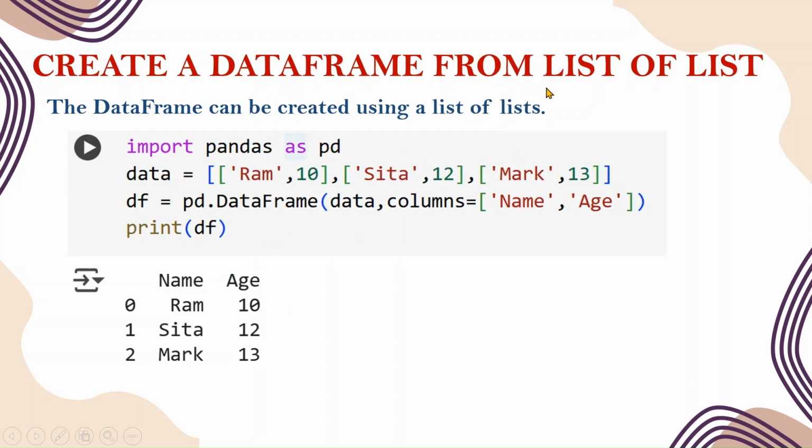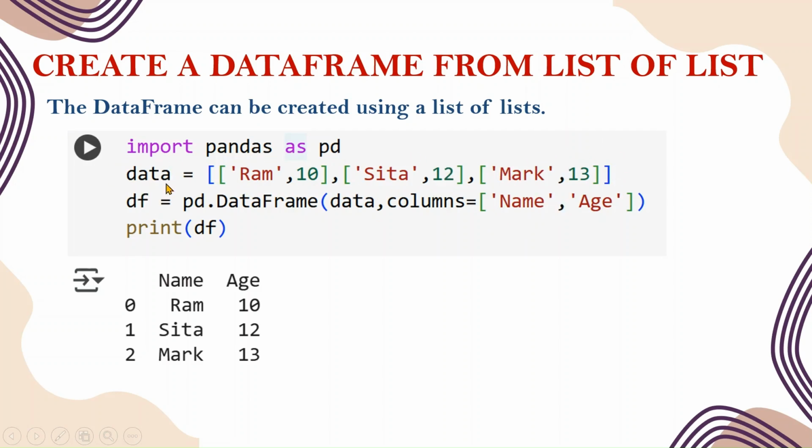Now create a data frame from a list of lists. Here you can see, again I'm going to import pandas as pd. This is an outer list, the blue-colored square brackets. In the inner lists, I've taken one list, second list and third list: Ram with age 10, Sita with age 12 and Mark with age 13. So these are the inner lists. Three inner lists are there in the outer list.